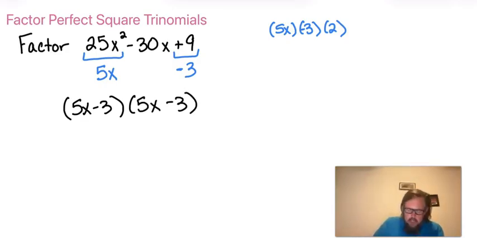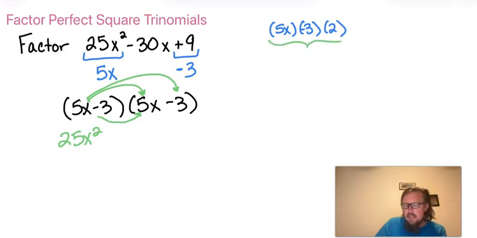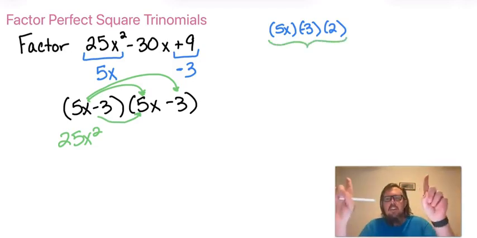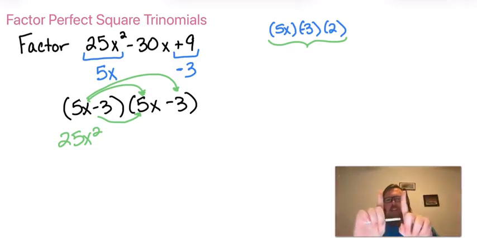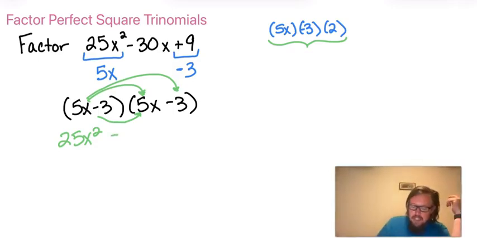And so the reason this works is if we were to multiply this, we do first 5x times 5x, which is where the 25x squared comes from. And then we do 5x times negative 3, and then we do negative 3 times 5x, and that's where this 5x times negative 3 times 2 comes from. So we have 5x times negative 3 twice. That's where the negative 30x comes from. And then we have negative 3 times negative 3, which is positive 9.